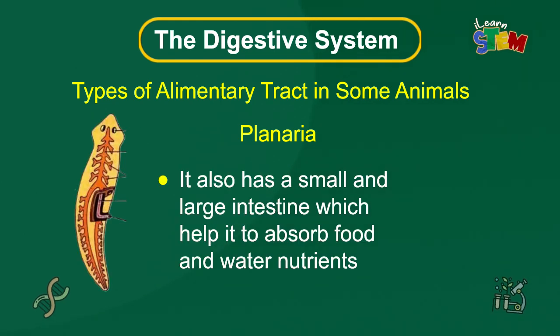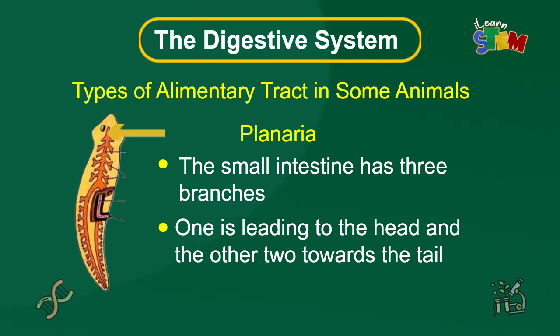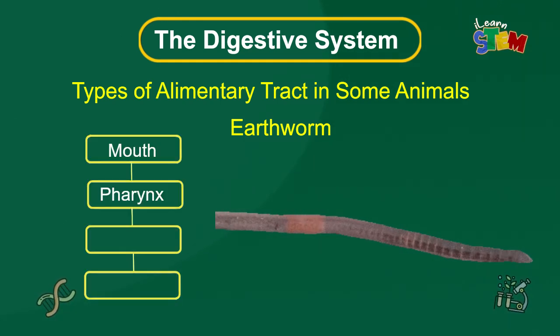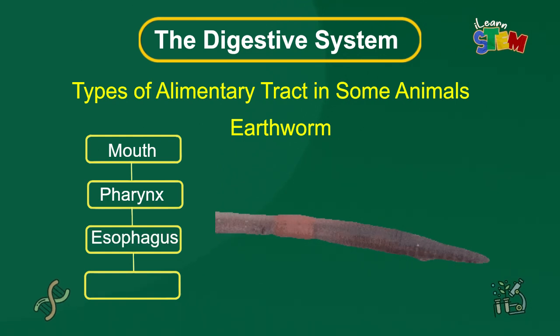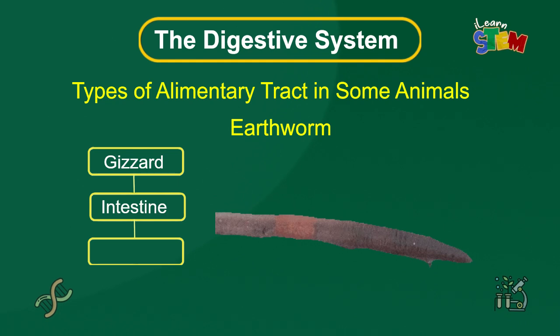Planaria also has a small and large intestine, which help it to absorb food and water nutrients. The small intestine has 3 branches. One is leading to the head and the other 2 towards the tail. Next is the earthworm. The alimentary tract includes the mouth, pharynx, esophagus, crop, gizzard, intestine, and anus.